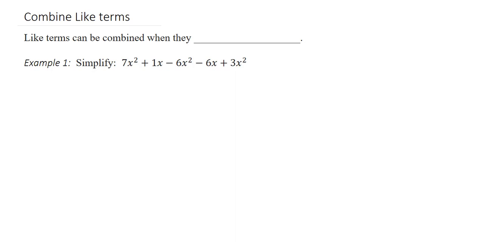Combine like terms. Like terms can be combined when they are exactly the same. So let's look at the first example. We're going to simplify: 7x squared plus 1x minus 6x squared minus 6x plus 3x squared.